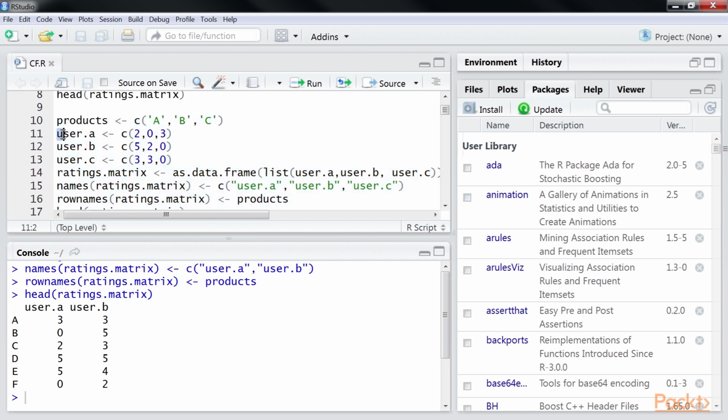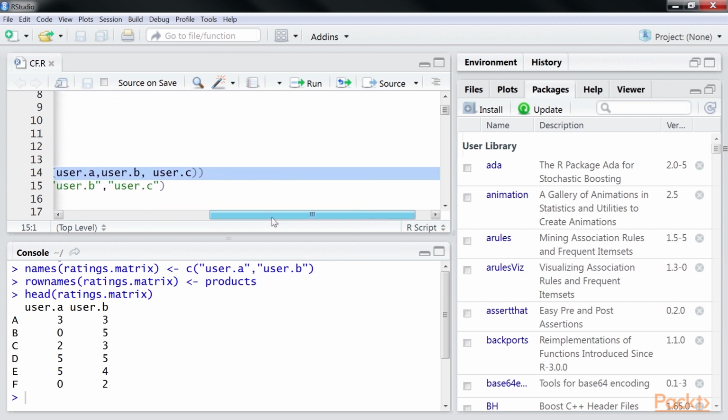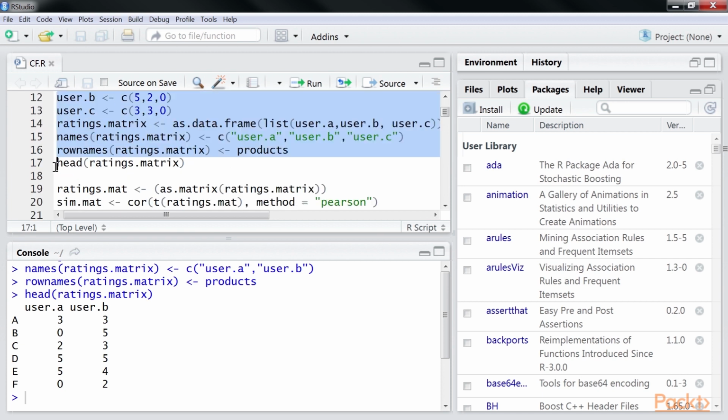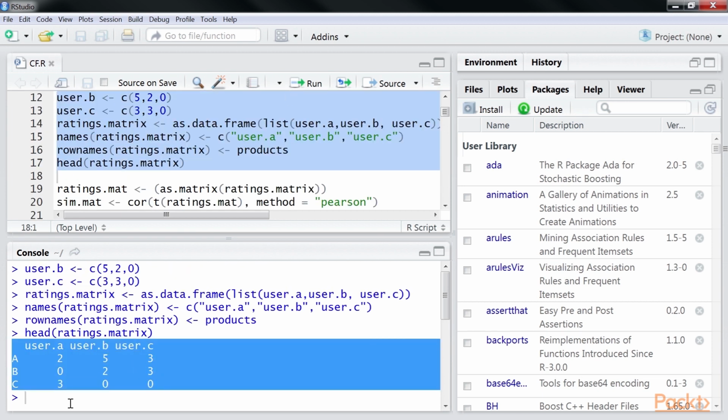We have three users, user A, user B, user C, and three products, A, B, C. We also have the ratings the users have provided for these products. The ratings are in a scale from 1 to 5. With this line of code, we will convert the user rating into matrix form. Let's run the code snippet. As you can see, here is the final rating matrix summarizing the user product ratings.